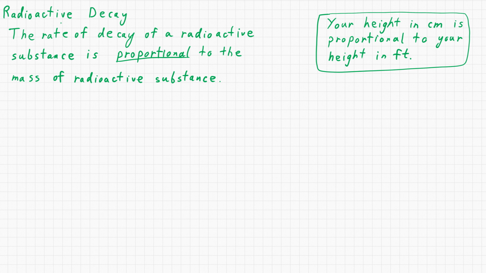The differential equation used to model radioactive decay is based entirely on this one sentence here. The rate of decay of a radioactive substance is proportional to the mass of radioactive substance. Alright, so what does proportional mean?